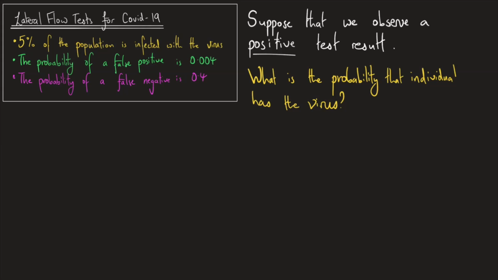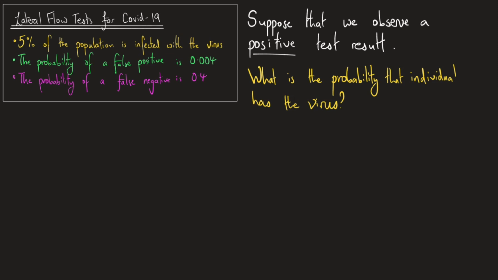In this video, we're going to explore how we can interpret the results of a medical test. And we're going to apply this to the example of COVID-19. Now, let's suppose that 5% of the population is infected with the virus, but there is a test for the virus which is available over the counter in a pharmacist, which is called the lateral flow test. However, the lateral flow test is not perfect.